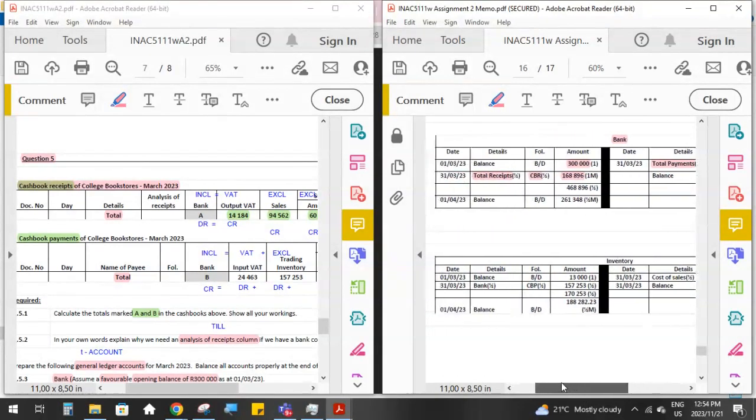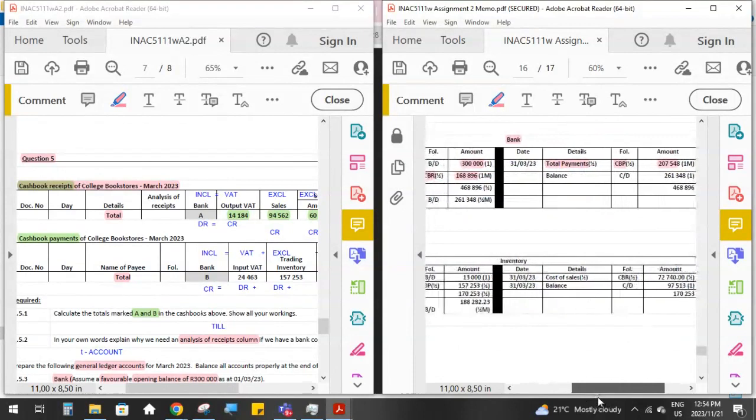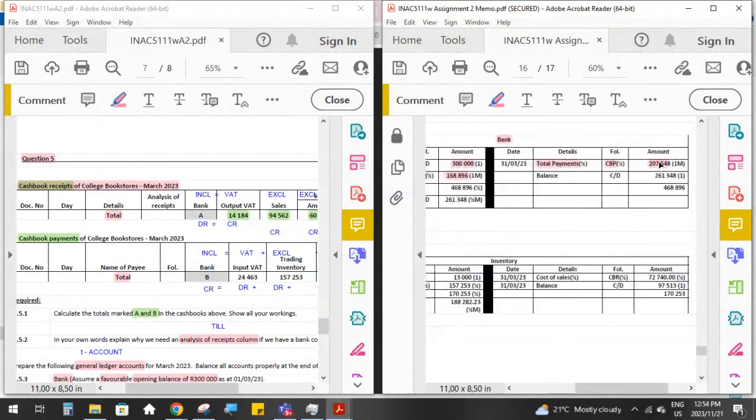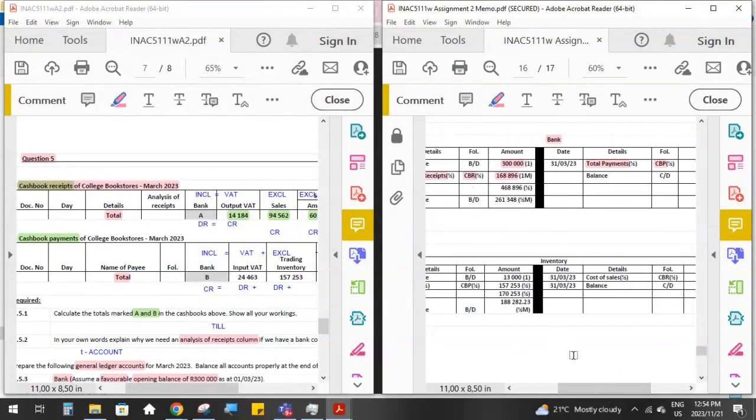Because now look, our bank account in the general ledger is all nice and neat. I can clearly see exactly how much I received in the whole month into my bank account. I can clearly see exactly how much I paid out of my bank account for the whole month. And I can see that that came from cash book payments. This total came from cash book receipts, so I can cross-reference and go back to my journals if I want any detail. Because the journals hold the detail, the general ledger holds the summary.